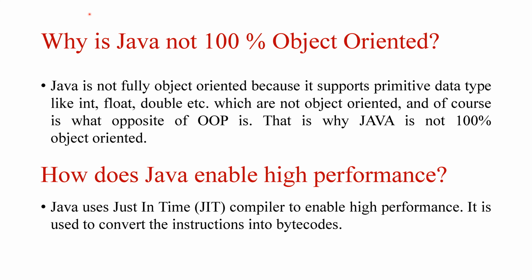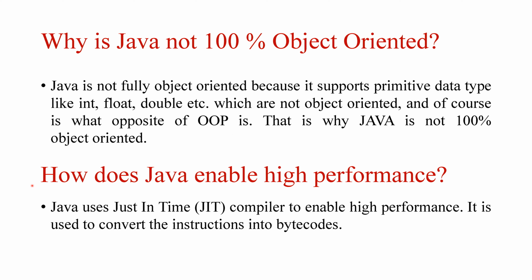One more most important interview question is why is Java not 100% object oriented? When we say object oriented, it means everything should be inside an object, right? So why is Java not object oriented? If you are a Java developer, you'll know that we are allowed to use some primitive data types like int, float, double, etc., which are not objects. And of course, this is opposite to what OOPS is, right? So that is why Java is not 100% object oriented.